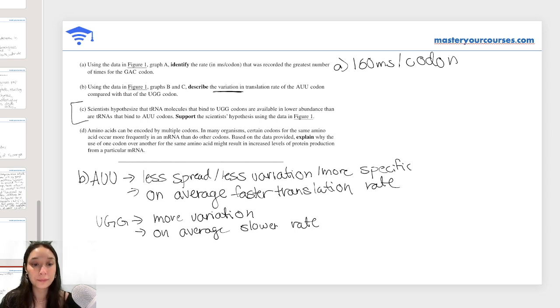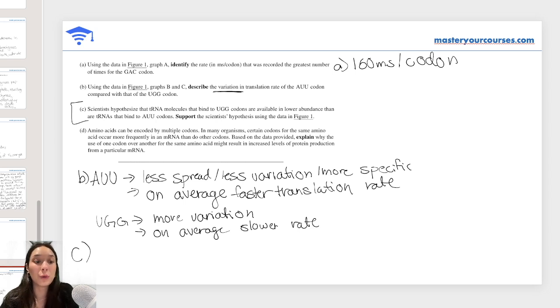They're saying that the UGG codons are available in lower abundance, that the tRNAs that code for them are in lower abundance. We know that the tRNAs have to bring the amino acids over to the codon to do translation. So if there are fewer tRNAs available, it's going to slow down translation, right? It's like doing a project with 5 people versus doing a project with 500 people. If you have fewer workers, it's going to take a lot longer.